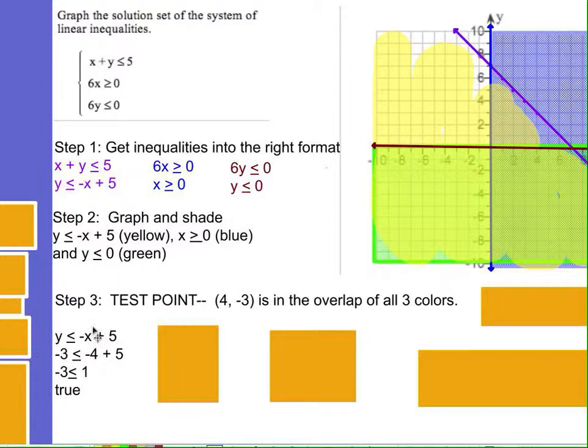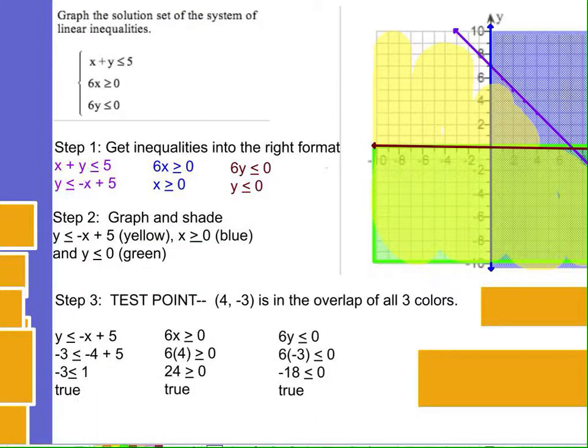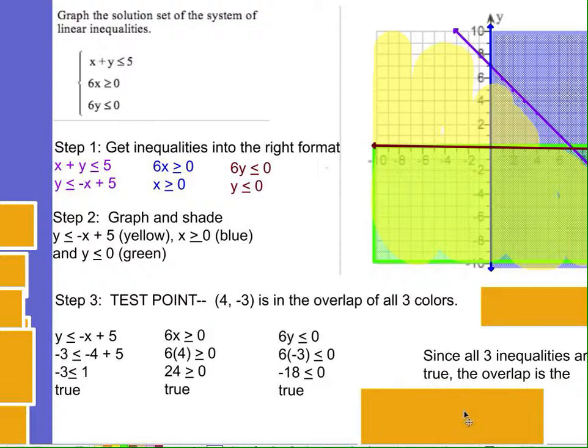For my second equation, this time I only had to plug in the x since there is no y. So 6 times 4 is greater than or equal to 0, which is true. And I do the same thing for my third equation, this time using the y. 6 times -3 is -18, which is less than or equal to 0. Since all three inequalities are true, the overlap area is the solution.